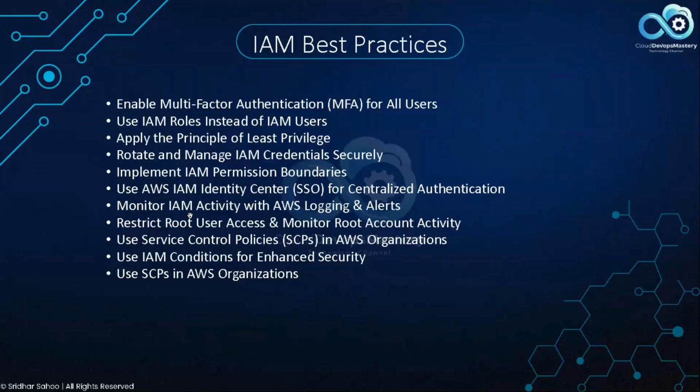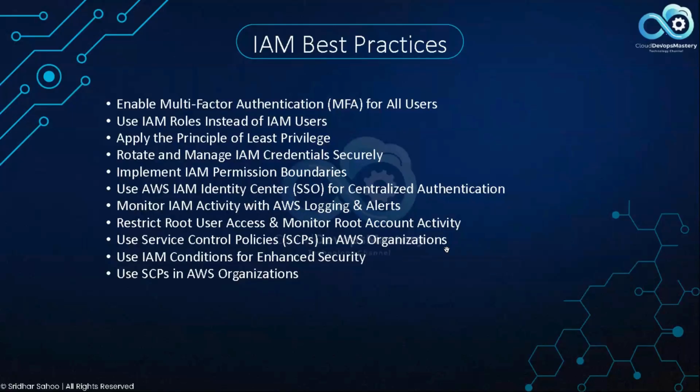Monitor IAM activity with AWS logging and alerts. You can monitor all of this when the monitoring and logging section starts, you will get to know. Restrict root user access and monitor root account activity, because make sure that the root user is not being used for any account when someone is accessing. Everyone is accessing with their IAM accounts, or you can say the single sign-on accounts, SSO accounts.